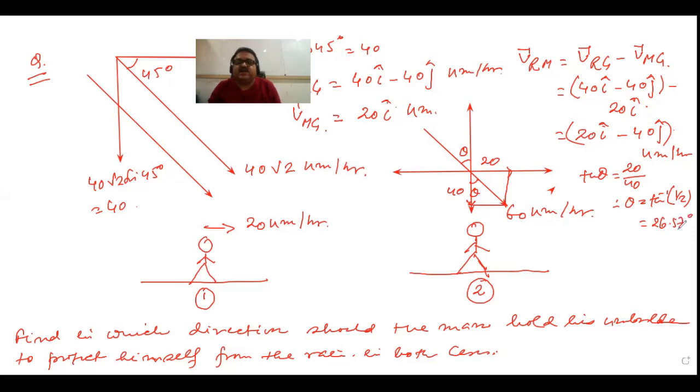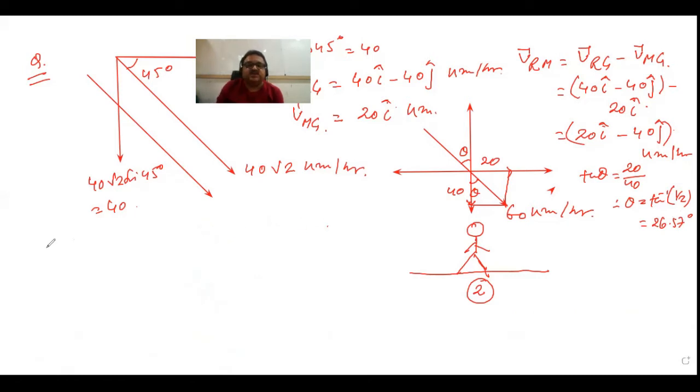26.57 degrees. Okay. This is the case when the man is running with a speed of 20 km per hour. Now, take situation 2. Velocity of the rain with respect to the man is the velocity of the rain with respect to the ground minus velocity of the man with respect to the ground.